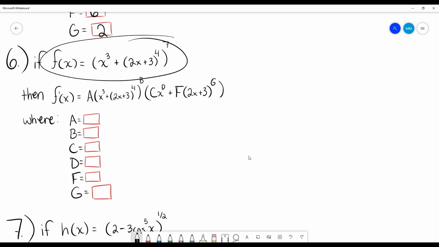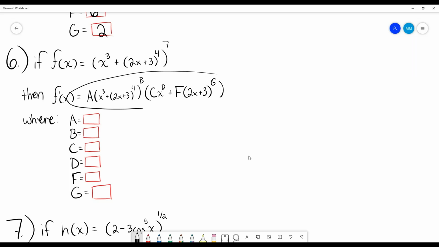So f of x equals this, and we want to get it in terms like this, but let's not worry about that right now. We're just going to take the derivative. So once again, I see my first outside is whatever's inside here to the 7th. So I'm going to say u equals v to the 7th. And then inside there, I see that v equals, well, I've got two terms. So I've got x cubed.